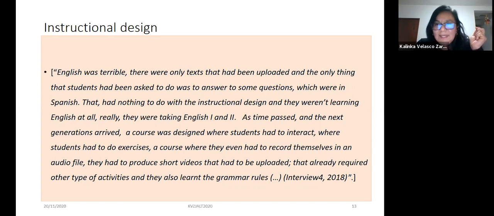As time passed and the next generations arrived, a course was designed where students had to interact, where students had to do exercises, a course where they even had to record themselves in an audio file. They had to produce short videos that had to be uploaded. That already required another type of activities, and they also learned the grammar rules.